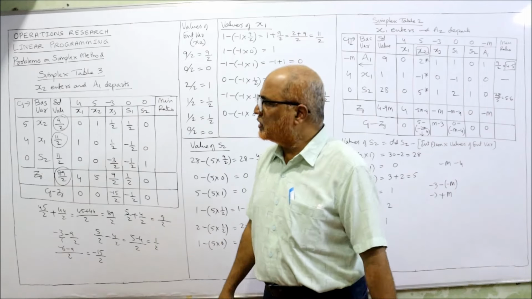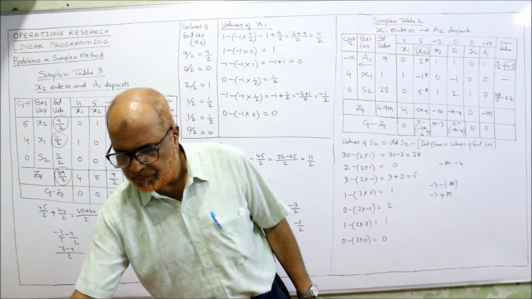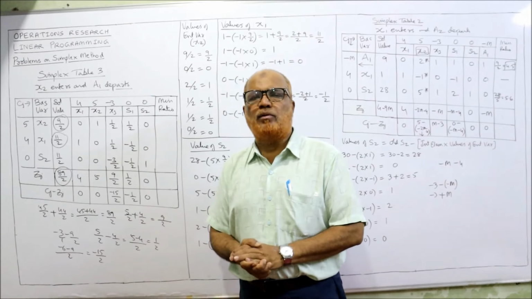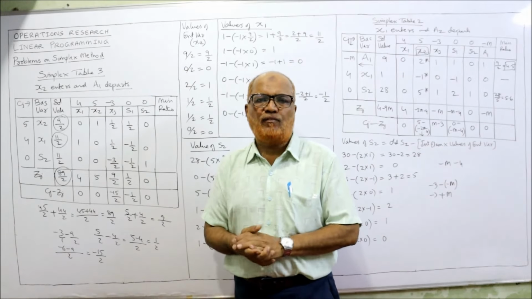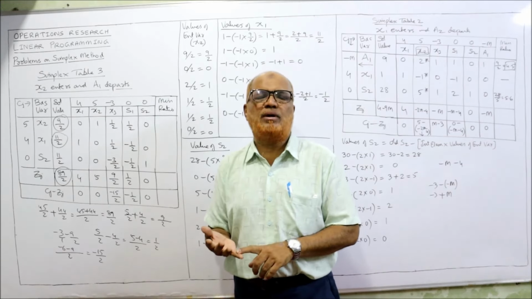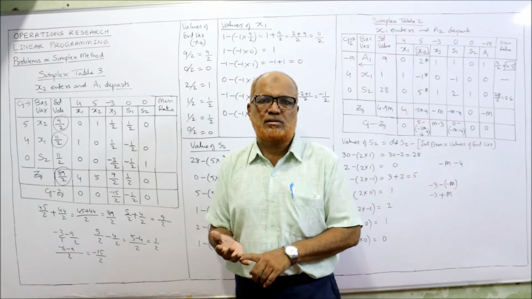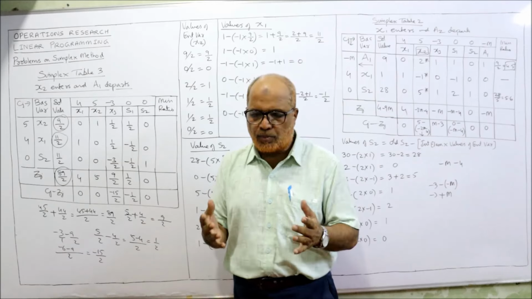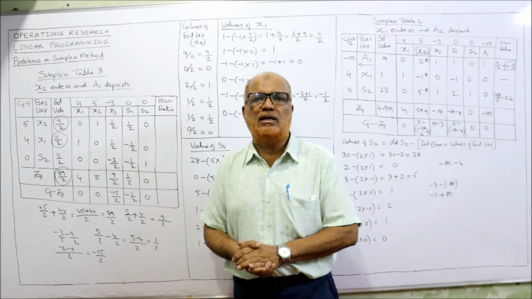That's all. So this is the end of this problem, problem number 8. One more problem is left, that is problem number 9. That will be the end of all these three methods: maximization, minimization, and mixed constraints. Then last one we have duality problems. So the next problem, problem number 9, will continue in the next video.